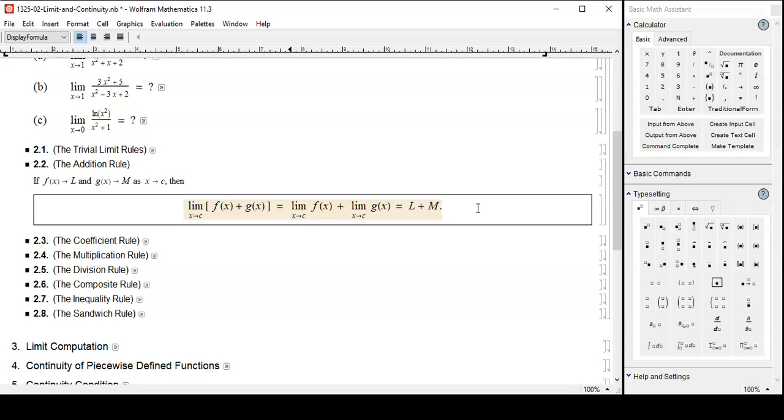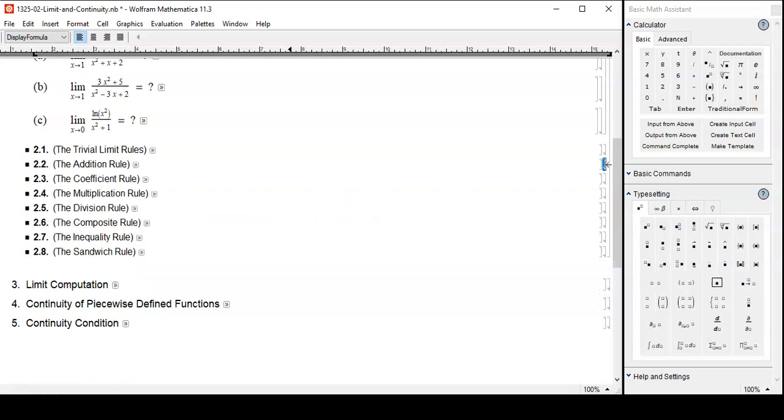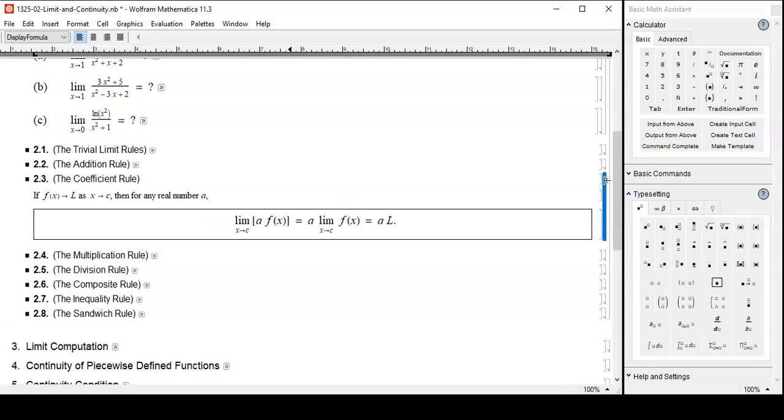So plugging in is okay whenever you have addition, and also the end result is okay. You don't want something like infinity minus infinity kind of thing, you see. End result has to make sense.